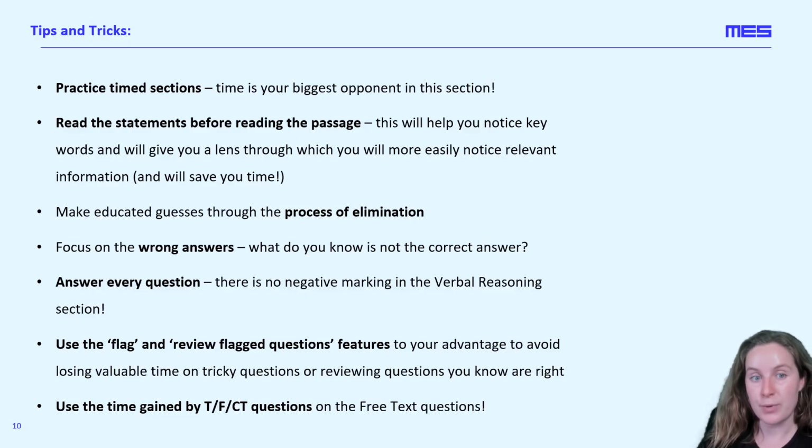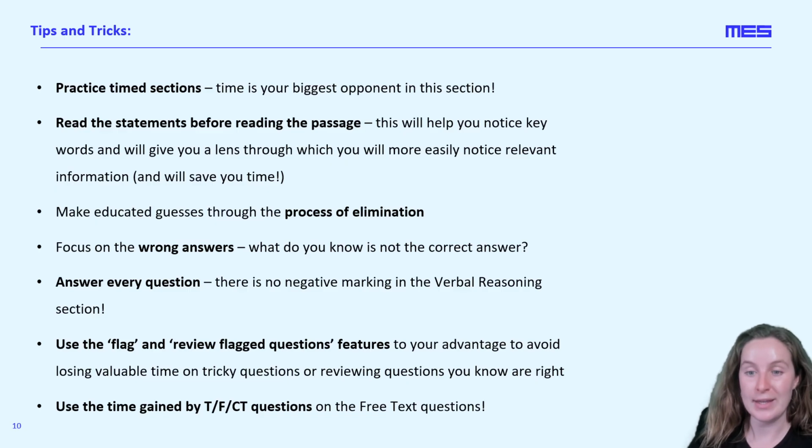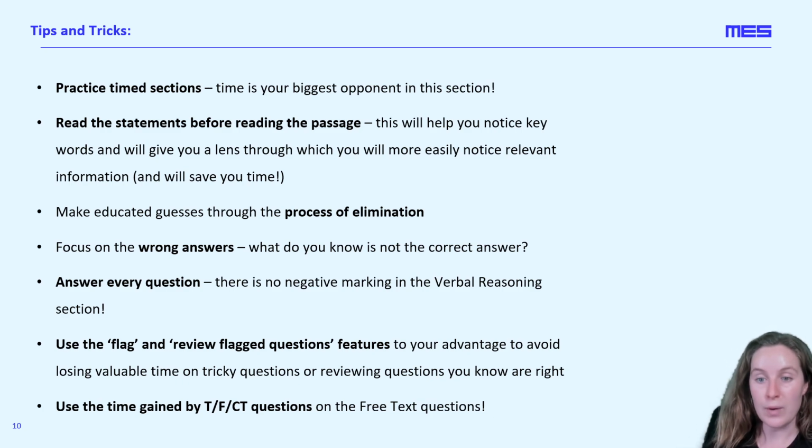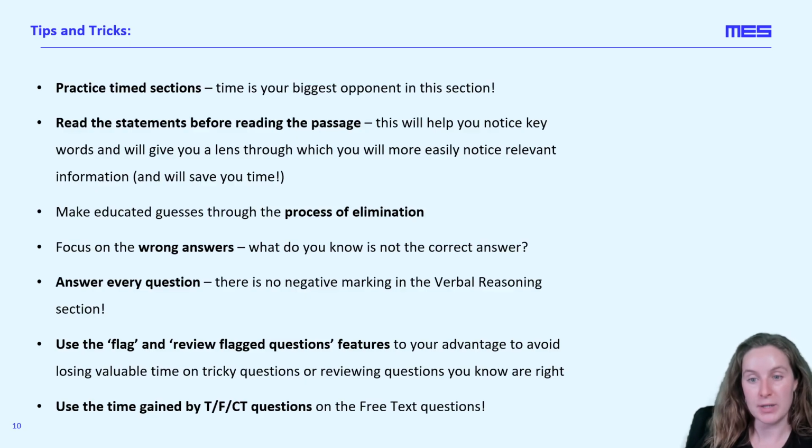Make educated guesses through the process of elimination. There is no negative marking in the verbal reasoning section. So if you are unsure, give it your best guess, because there is a likelihood you will gain points, but if you don't answer it at all, there is no likelihood that you can gain points from that question. You also increase your probability of getting the correct answer if you eliminate at least one of the options because you know it's not correct. And with that, focusing on the wrong answers, what you know is not right, is always helpful as well.